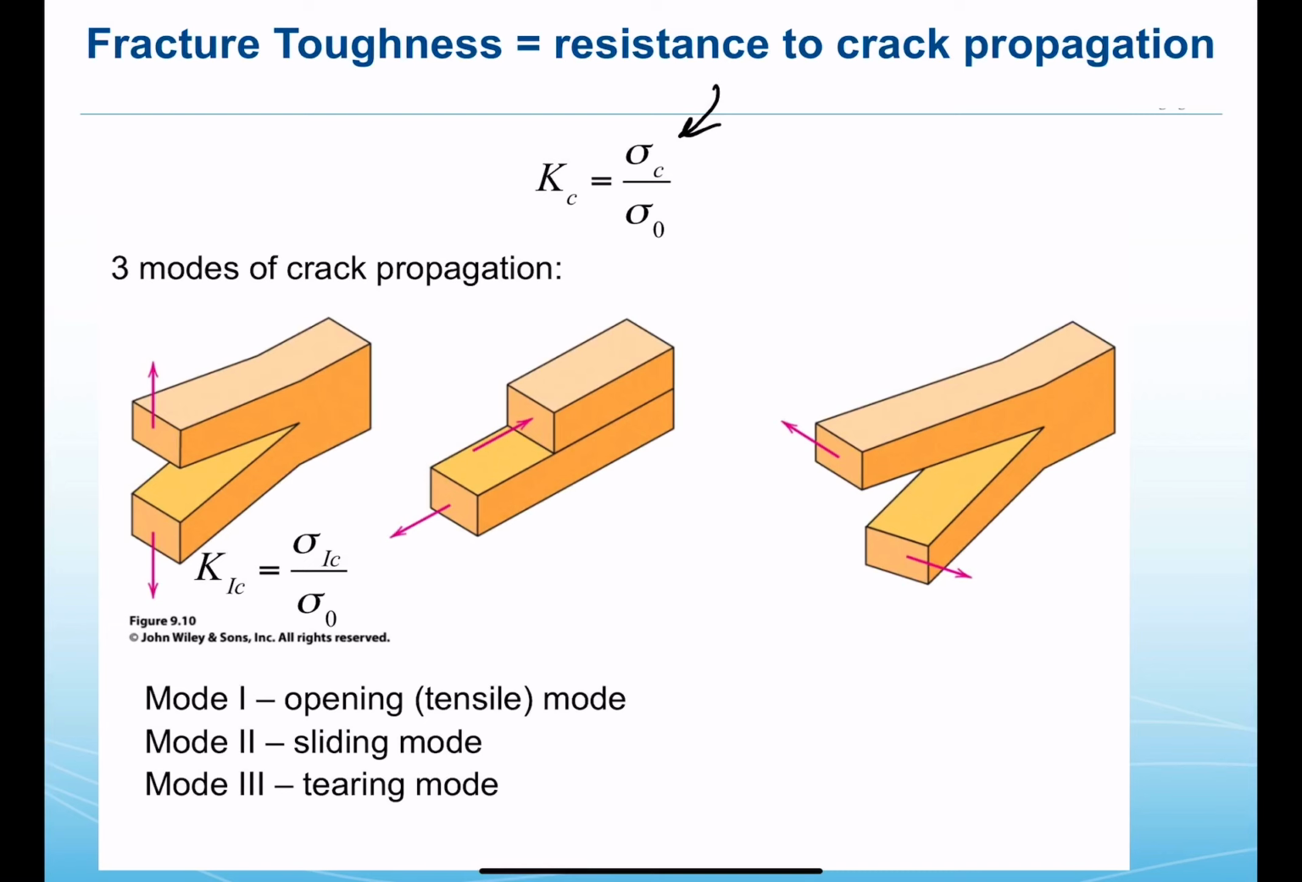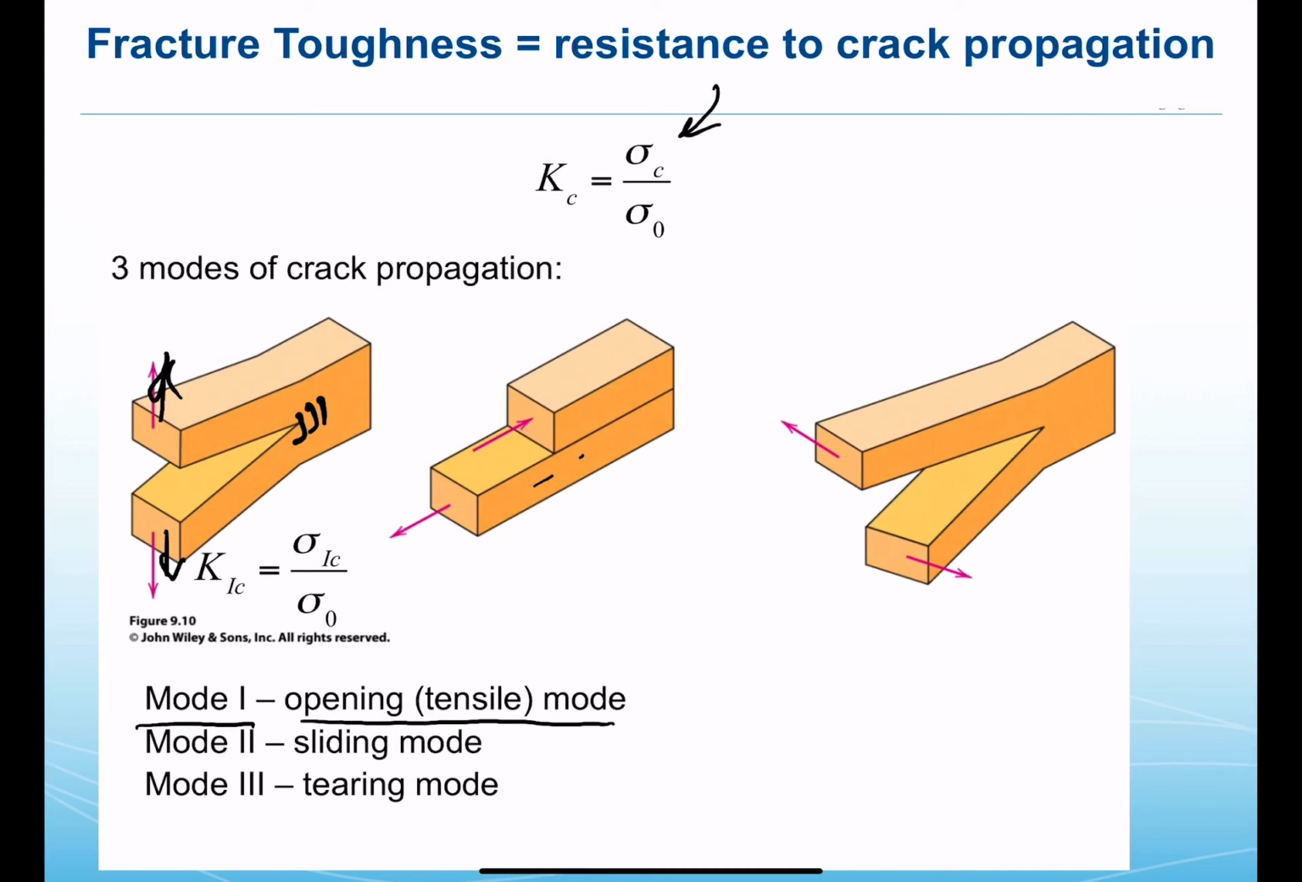The three modes of crack propagation that are known are mode one, where we have an opening or a tensile mode. So the top half of the material just moves away from the bottom half of the material, and we have an opening that leads to our crack with stress concentration happening at the tip. Secondly, there can be more of a sliding mode. So perhaps the top half of the material is shearing past the bottom half of the material. That's a mode two, a sliding mode for propagating an ultimate crack.